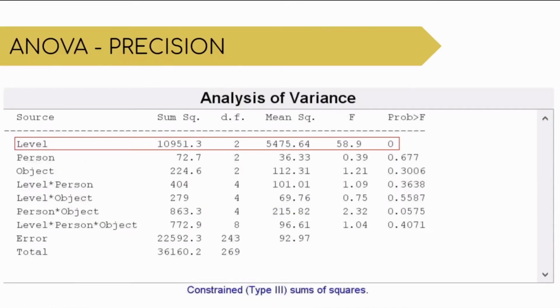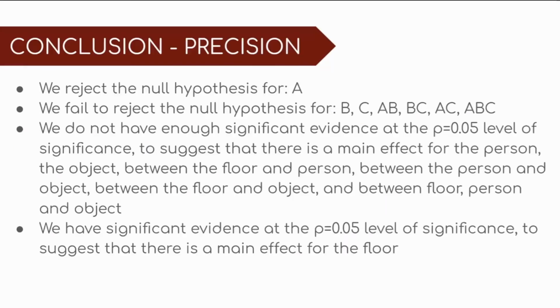Now that we looked at the data for accuracy, we'll move on to our findings for our precision data. We ran an N-way ANOVA test for our precision data on MATLAB and found that the level factor was basically the only one with a low p-value. According to our original hypotheses, we can only reject the null hypotheses for factor A, which is the levels, and fail to reject for all other sources listed on the slide. That shows us that we do not have enough significant evidence to show that there is a main effect for the other sources than level.